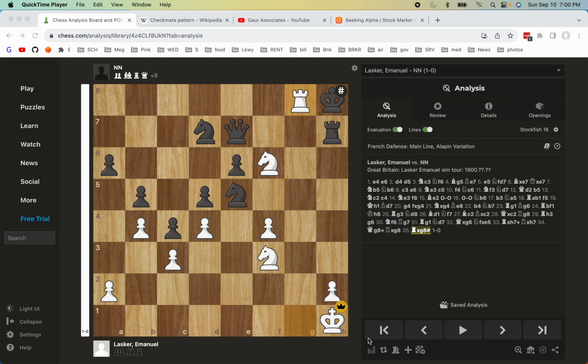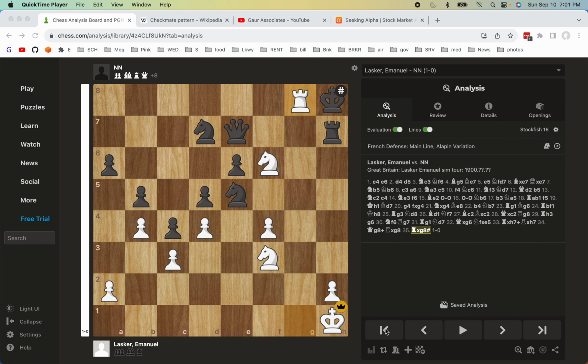I'd like to talk about a common mating pattern called the Arabian mate. Basically what happens here is that the knight, as you can see, is supporting the rook, and the rook is delivering the check, and the king cannot move because in this case it's blocked by the rook or some other piece, and this piece is covered by the rook itself. Let's see how this can occur.